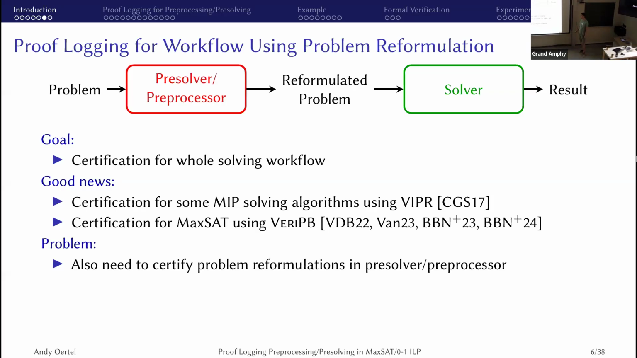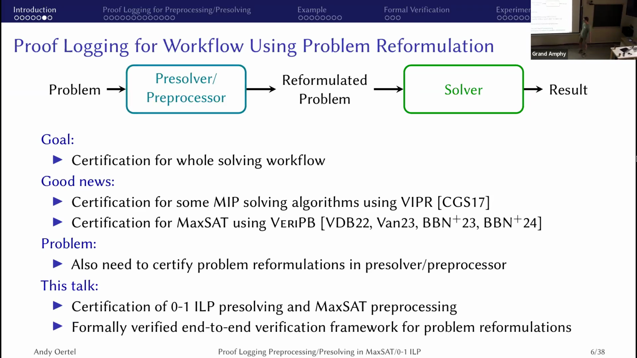But then the issue is that this only certifies us that this result is correct with respect to the reformulated problem. But how do we know actually that we solved the correct problem? That this is a correct result with respect to our problem. And for this, we also need to have certification of the presolving done by the presolver and preprocessor. And this is exactly what I will talk about in this tutorial.